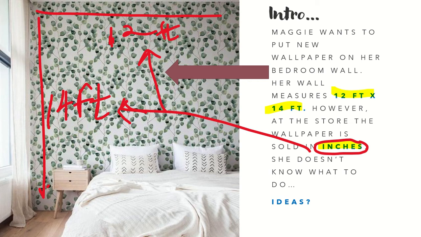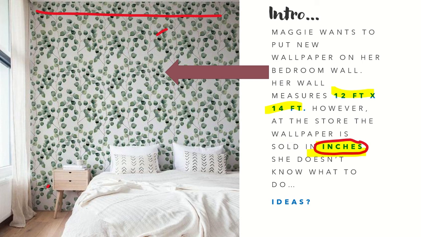Anyone got the idea? We need to convert, of course. We need to change the feet to inches so that we have matching measurements. So it's an apples to apples measurement, not an apples to oranges kind of thing. And then she can get the accurate number of wallpaper in inches that she actually needs for her bedroom. So that is the solution to this problem. Converting the units, converting the feet to inches. And that is our topic.